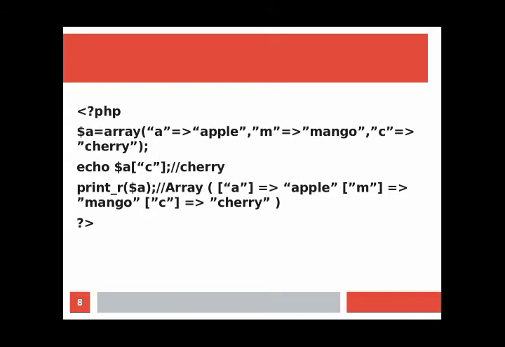And here our print statement, that is echo $a, and in subscript we have to write within double quote "C". So it will print cherry. So here in the comment we have given the output, that is cherry.